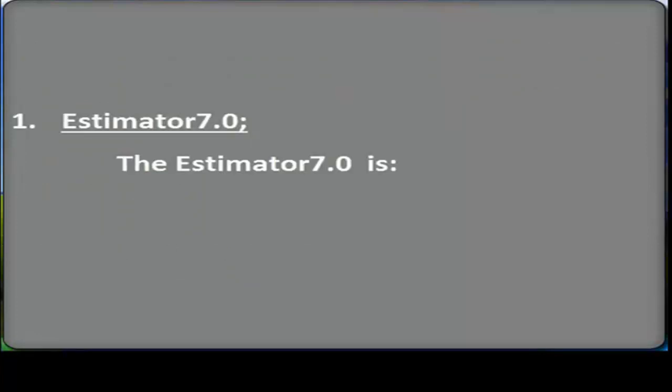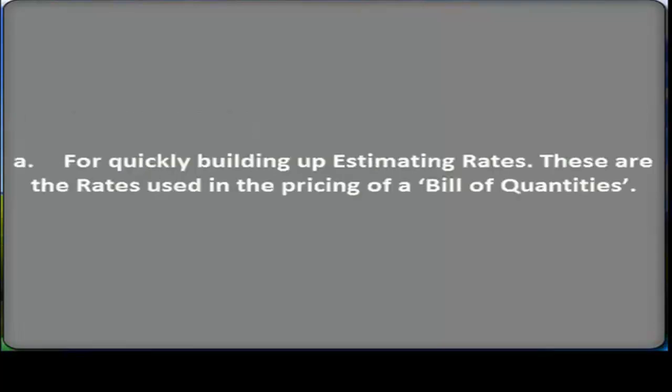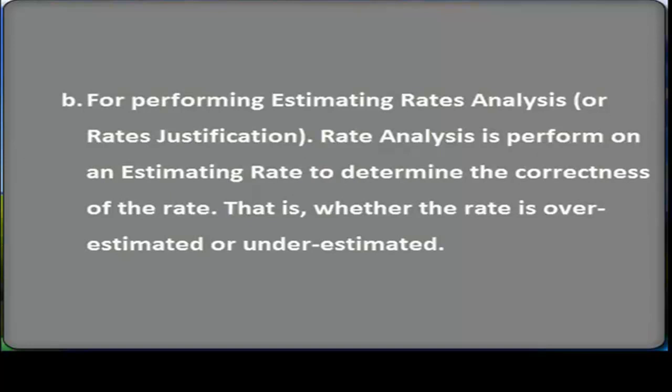1. Estimator 7.0. The Estimator 7.0 is: A. For quickly building up estimating rates. These are the rates used in the pricing of a bill of quantities. B. For performing estimating rates analysis or rates justification. Rate analysis is performed on an estimating rate to determine the correctness of the rate, that is, whether the rate is overestimated or underestimated.